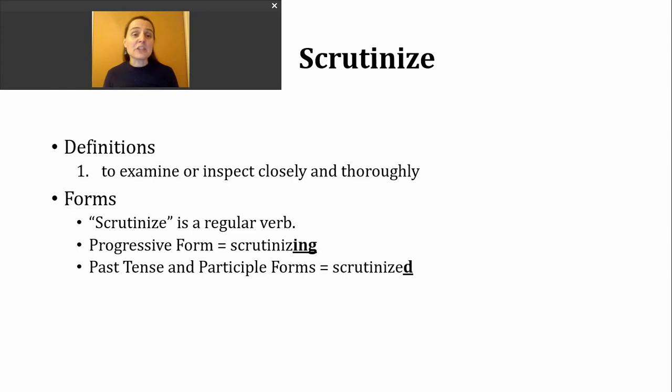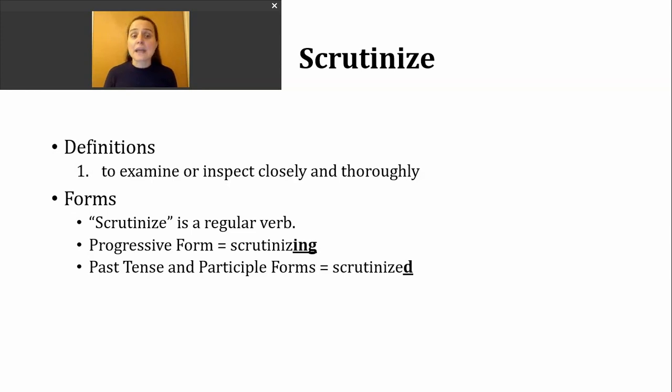So this verb might be used from a professor to their students or a teacher to his or her students, asking them to look at a particular text or set of data or research and asking them to inspect it closely. Does this make sense? Are there flaws? Are there mistakes? Do you agree with this? And thinking very deeply.